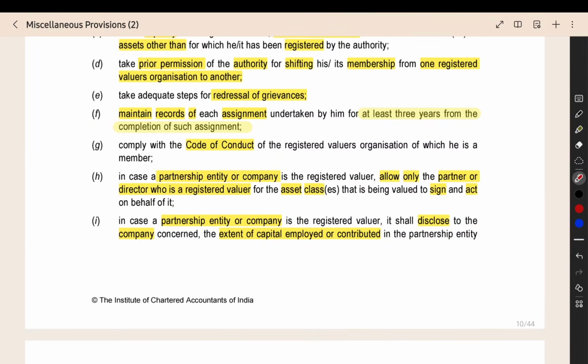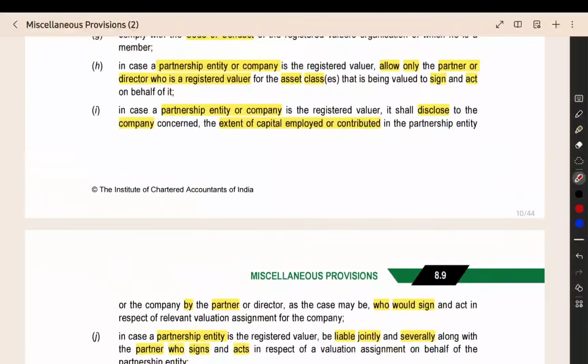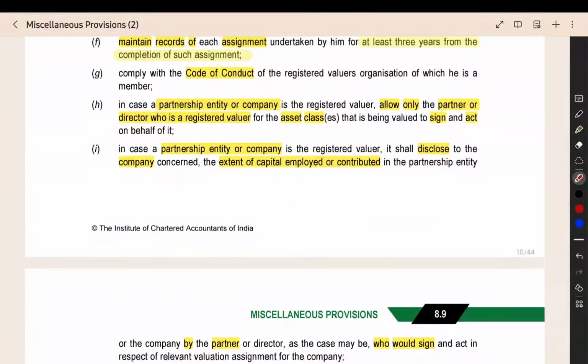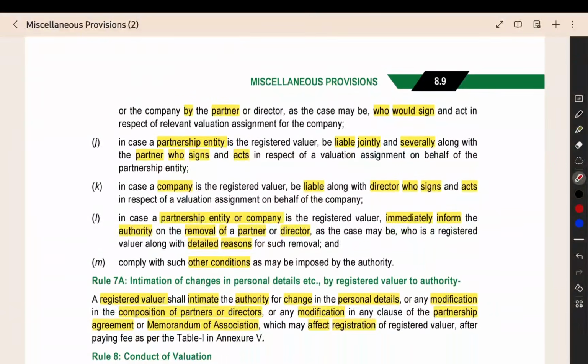Like this, the things they have given are normal things only. When you read them, you can understand. For example, you are doing the valuation for land and building as a firm. In that case, the report will be signed by the partner who has the license for land and building. No other partner can sign it. So normal points only they have given, and when you read them, you will understand.